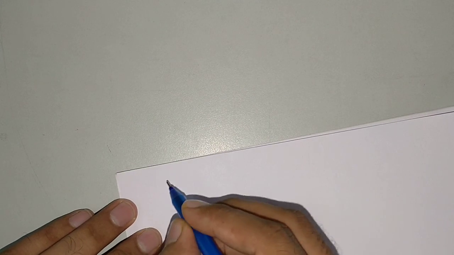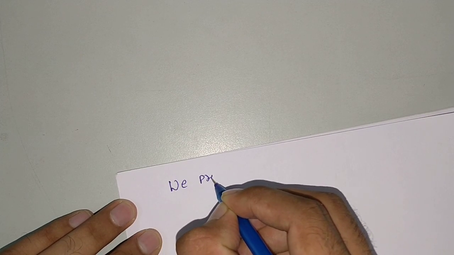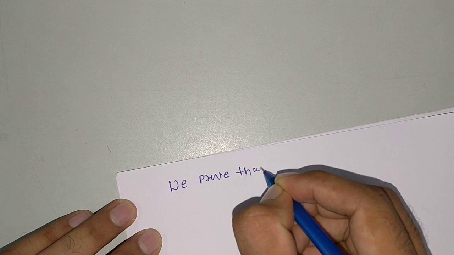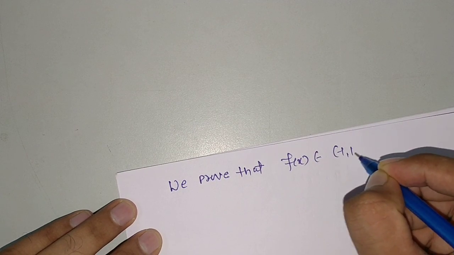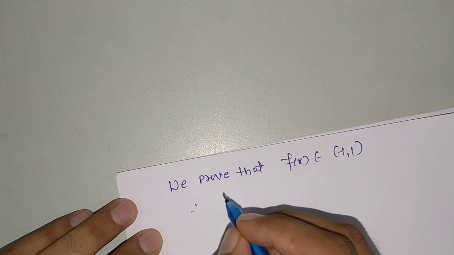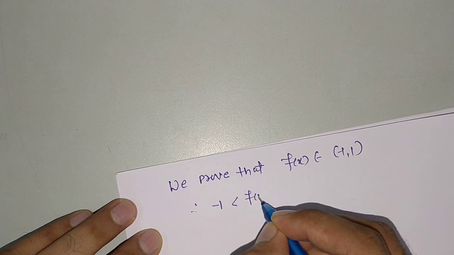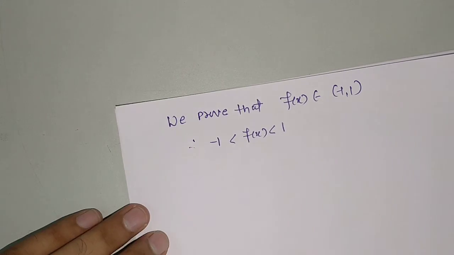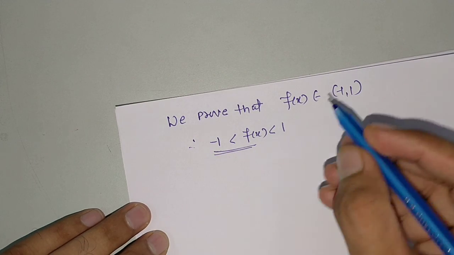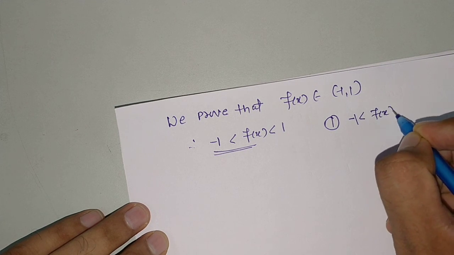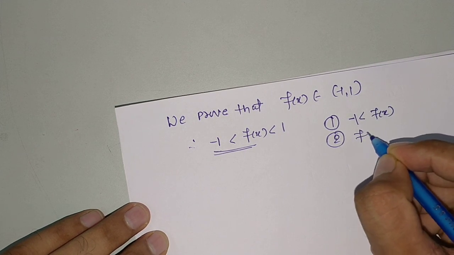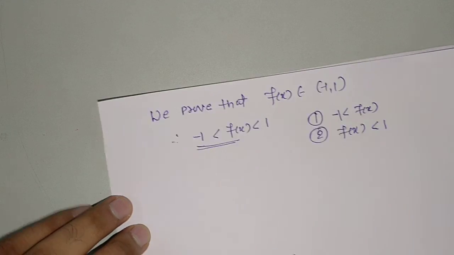Okay, so let's go with the onto part. See what we have to prove. We prove that f of x belongs to -1 to 1. It means -1 is less than f of x less than 1. So we prove this part, which is first negative 1 less than f of x, and second f of x is less than 1.